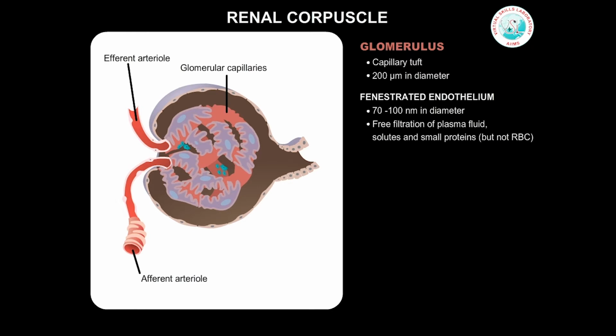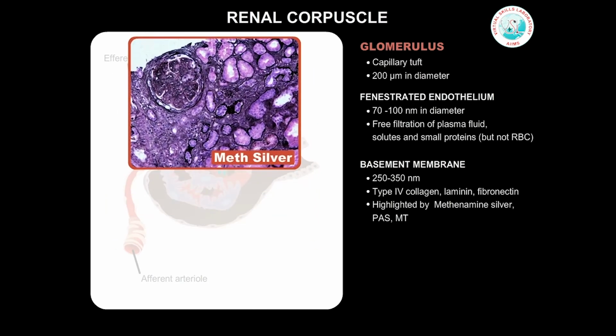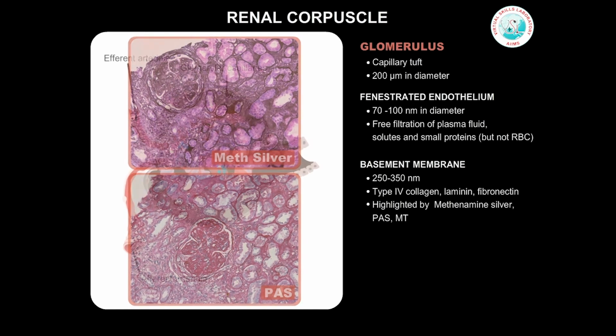Since these pores are large enough, they allow for free filtration of plasma fluid, solutes and small proteins, but not red blood cells. The glomerular endothelium sits on a thick basement membrane, which is 250 to 350 nanometers. It is composed of type 4 collagen, laminin and fibronectin in a matrix of negatively charged proteoglycans. This basement membrane can be highlighted by special stains like methenamine silver, periodic acid Schiff and Mason's trichrome.